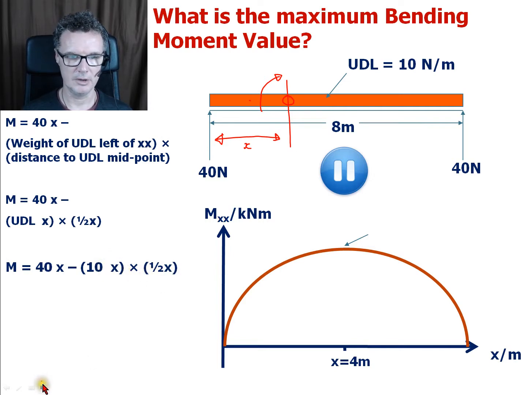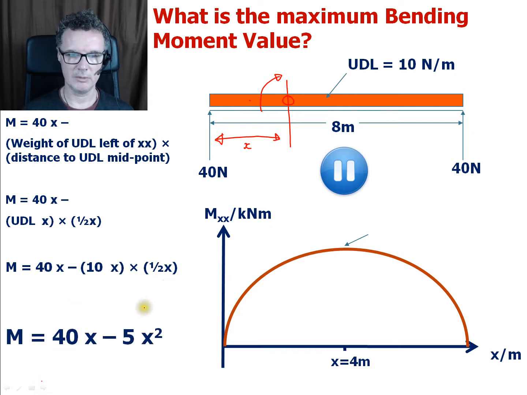So we've got a quadratic appearing. We could tidy that one up and we get 40x, take away 5x squared. So that's going to be the bending moment formula. That's going to give me this kind of quadratic profile. And then the maximum is going to be happening halfway along. So I could just substitute in 4 here.